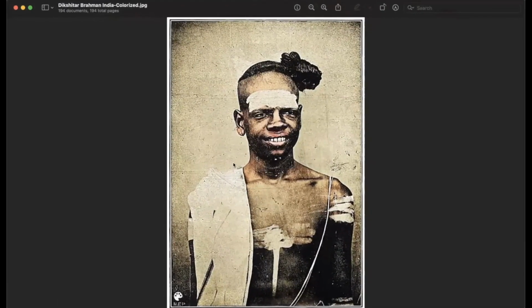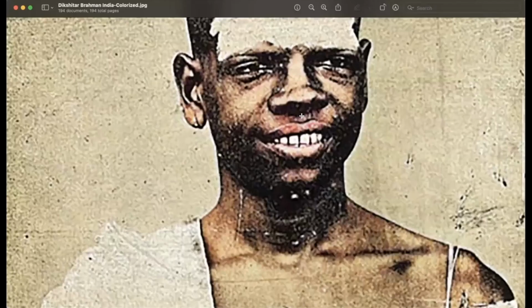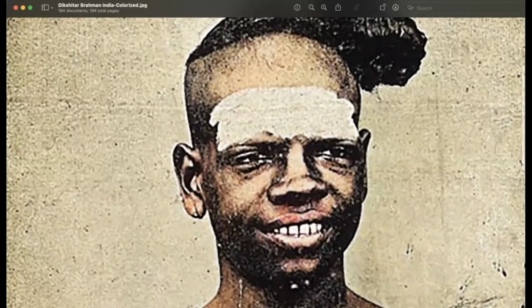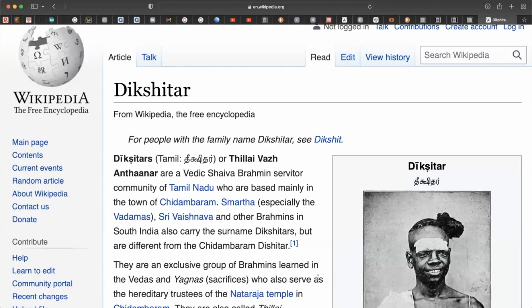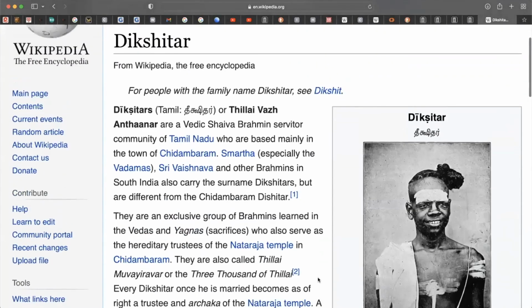Right here we have a Dikshitar Brahman from India. Again, from southern India. This pic is from that book I showed you guys earlier, Caste and Tribes of Southern India. This is a man from there, as you guys can see, so-called Negro. All right. Don't think I'm making this up and showing you Africans.